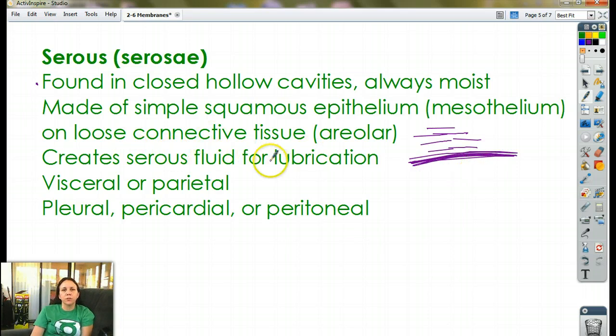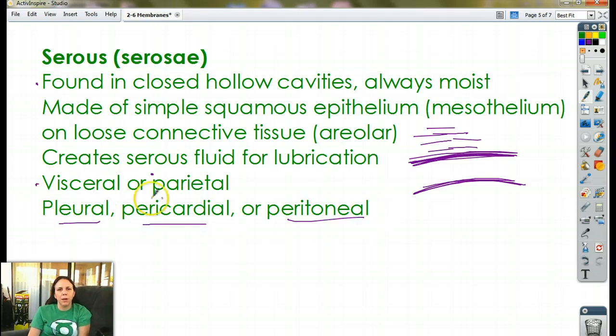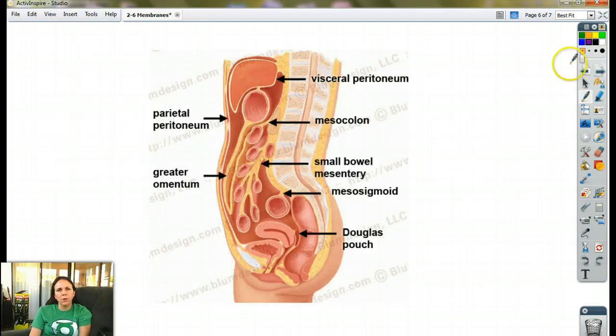It creates a serous fluid, which we know from last chapter, that helps to lubricate it from any other layer nearby. It could be either visceral or parietal if it touches the organ or if it lines the organ. And depending on where it is, the lungs, the heart, or the abdomen, then if you pair up the words correctly, that'll tell you exactly where the membrane can be found. So here's a picture showing the membranes.